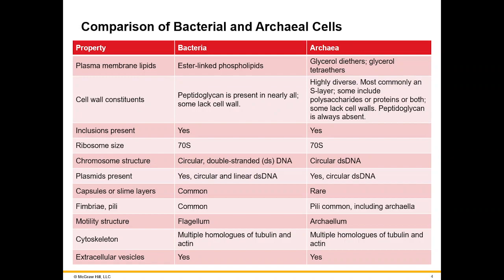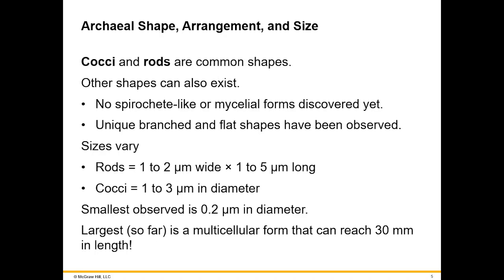But their habitats, their tendencies to live in extreme environments, are one of the main reasons why archaea and bacteria differ, especially in the cell walls and the plasma membranes. Now look at the shape, arrangement, and size. The most common shapes are the cocci and the rods, but other shapes similar to bacteria can also exist for them. However, no spirochete or mycelial forms of archaea have yet been discovered, and unique branched and flat shapes have been observed.